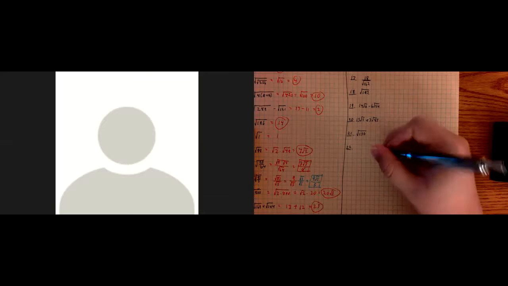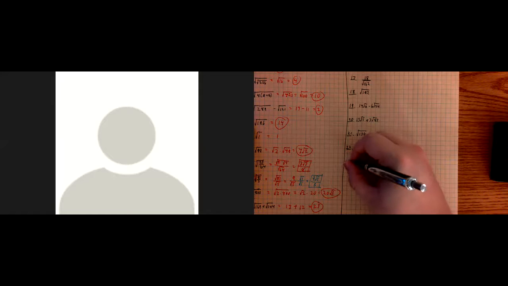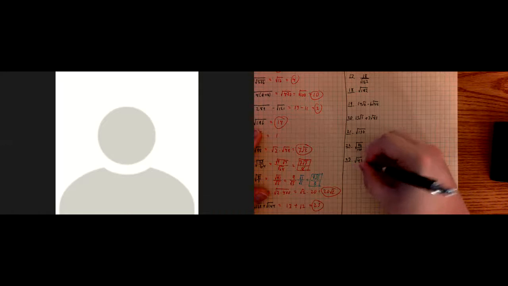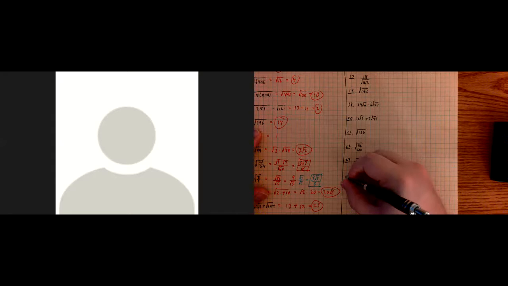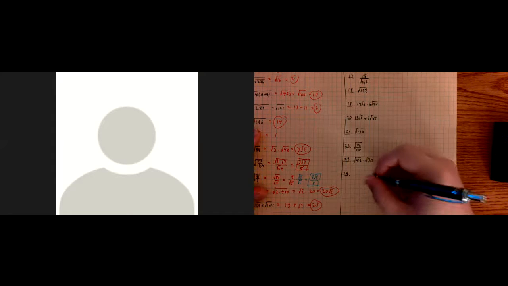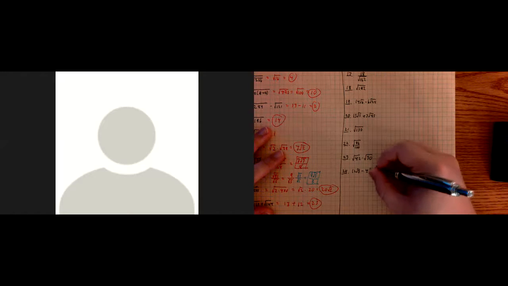21. Square root of 150. 22 is the square root of 96 over 100. 23 is the square root of 42 times the square root of 30. 24 is 12 square root of 3 minus 4 square root of 75.